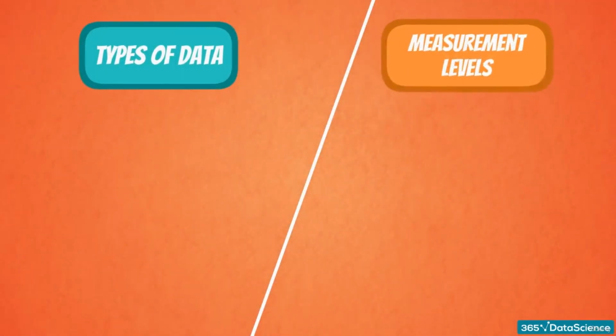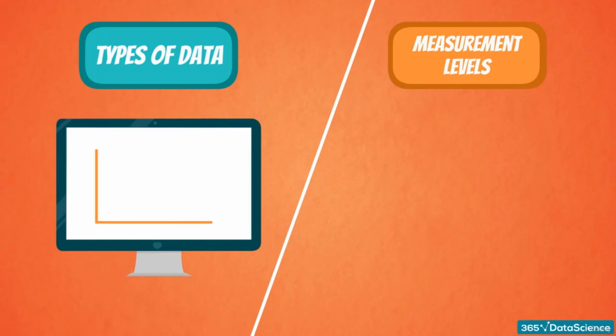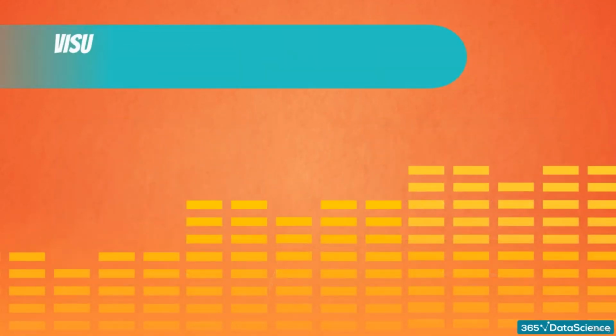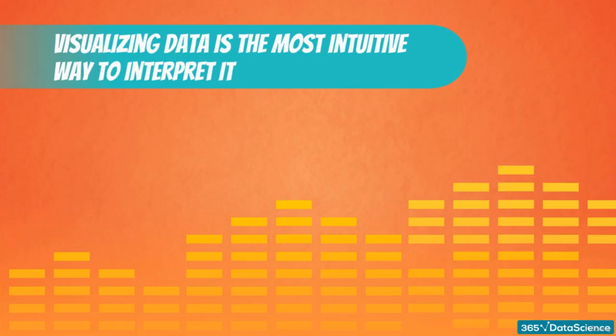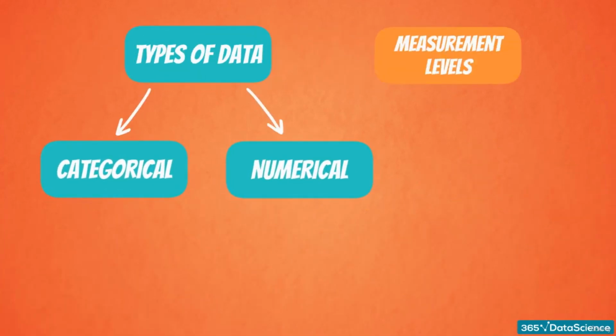Now that we've seen the different types of data and levels of measurement we can have, we are ready to explore graphs and tables, which will allow us to visually represent the data we are working with. Visualizing data is the most intuitive way to interpret it, so it's an invaluable skill. It is much easier to visualize data if you know its type and measurement level.